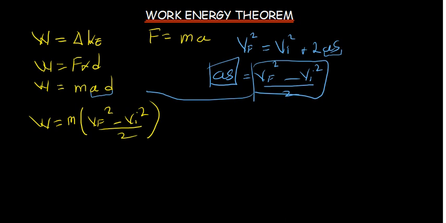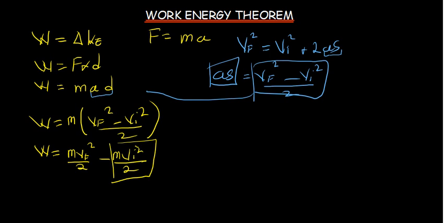So when we distribute the M with what we have inside, our work will be equal to M V final squared divided by 2 minus M V initial squared divided by 2. So meaning, if you look at this part or this part, it's still the same as the kinetic energy being equal to 1 over 2 mv squared. So that's what we meant by the change in kinetic energy.